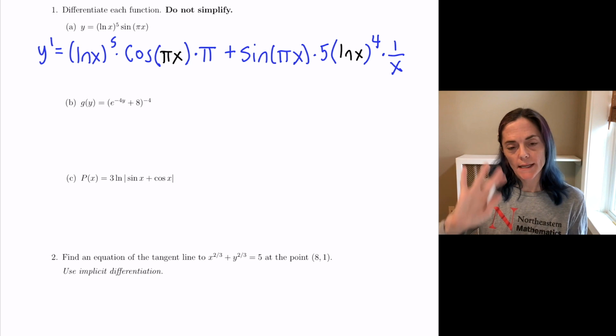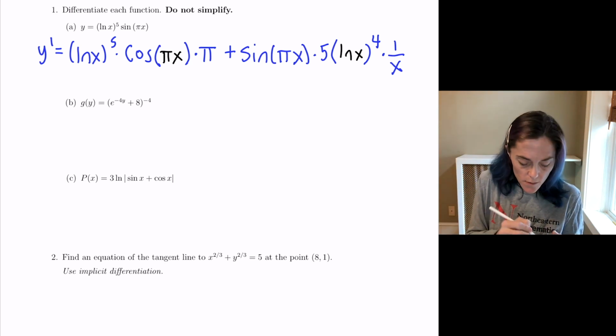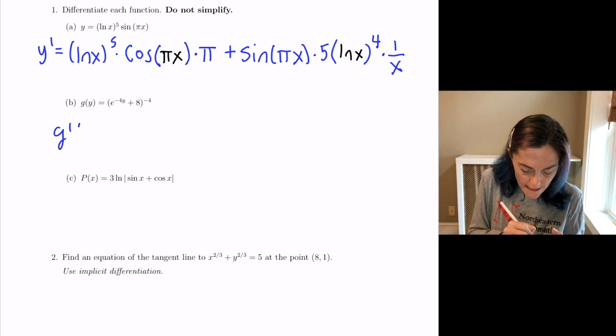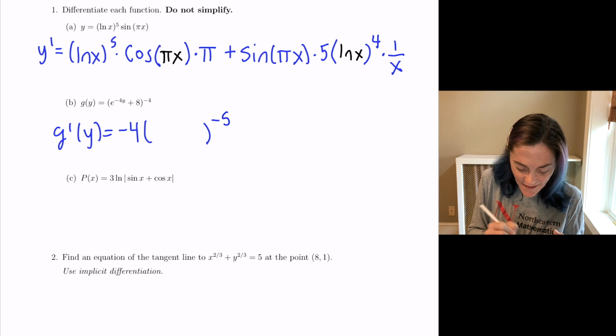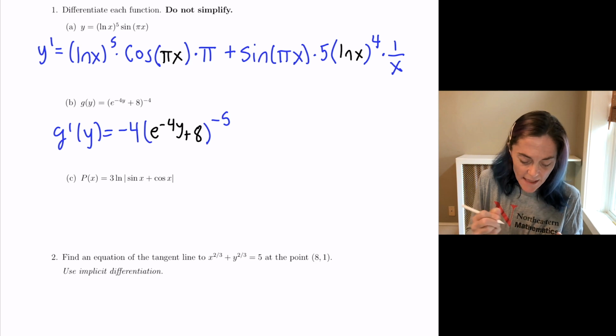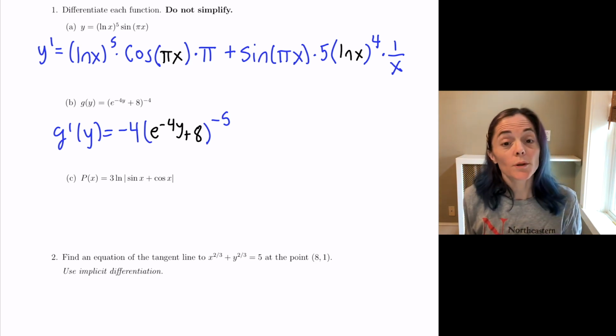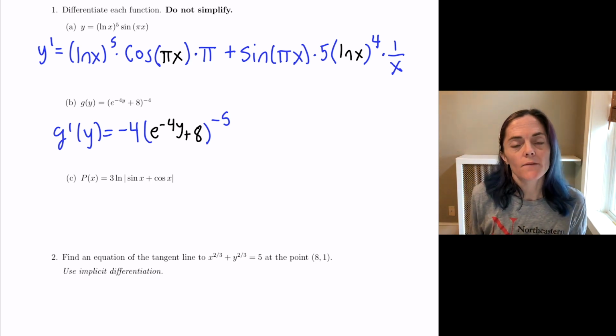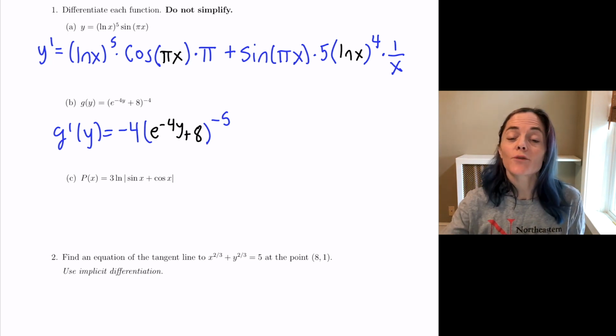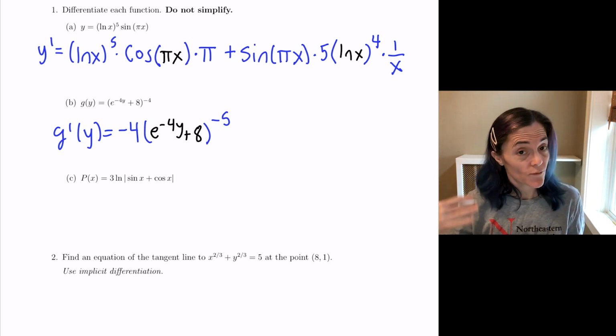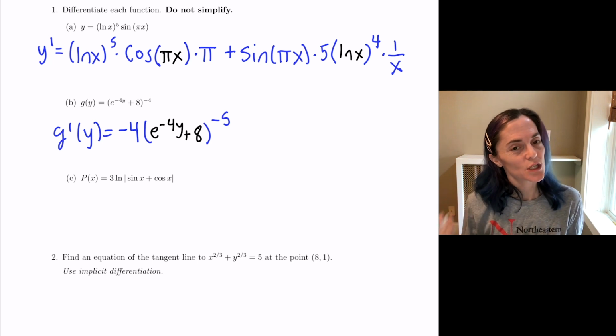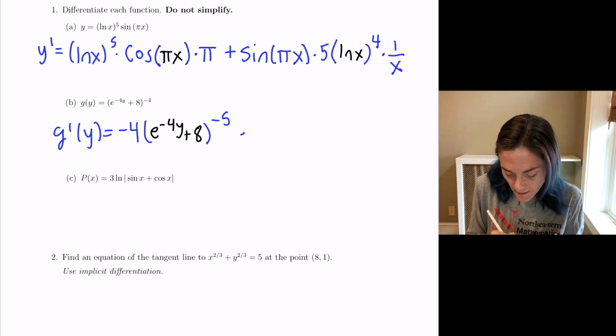Fundamentally, I have an inside and outside function, so this will be chain rule, g prime of y. Here's the derivative of the outside. Put in the entire inside function, e to the minus 4y plus 8. Now we have to multiply by the derivative of the inside function. When I go to differentiate e to the minus 4y, this is chain rule. So e.